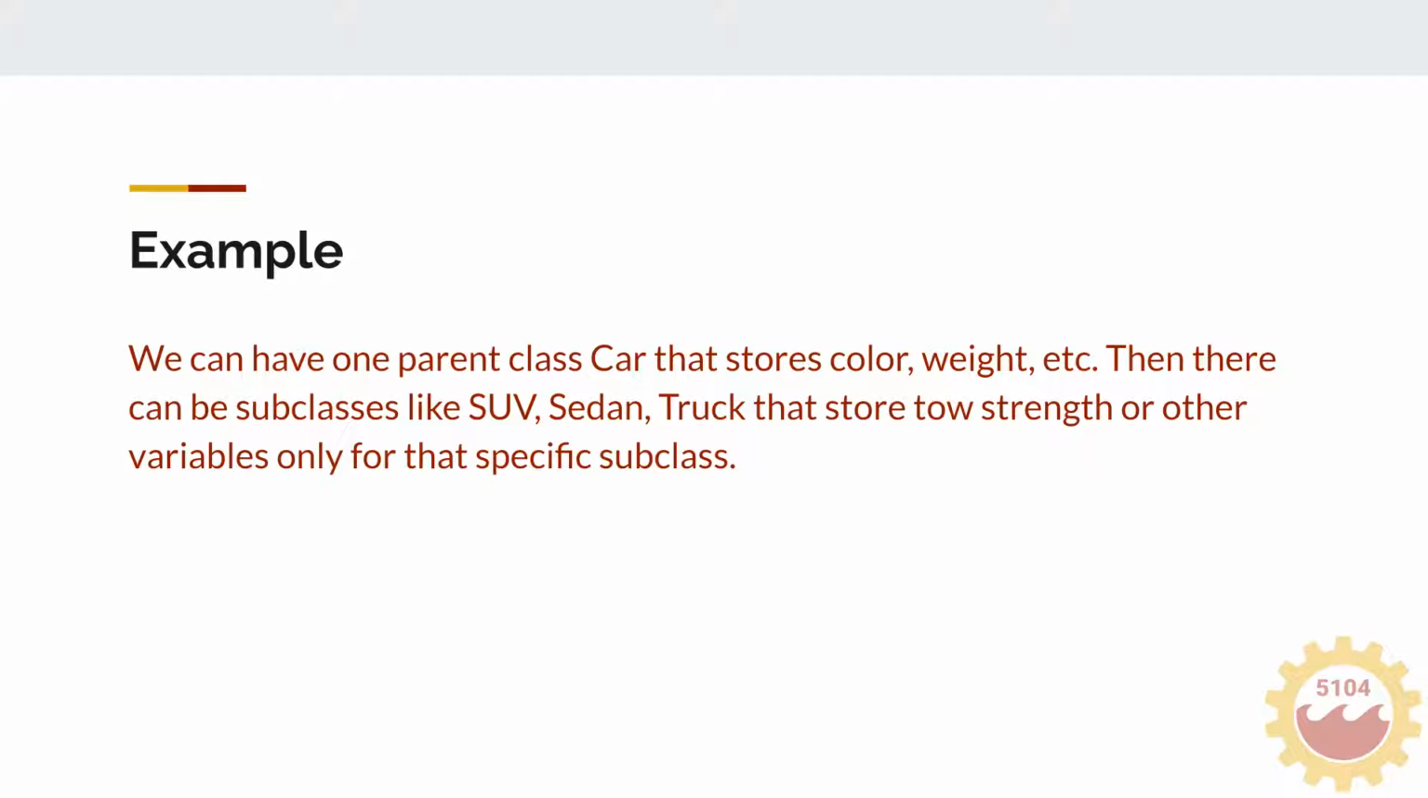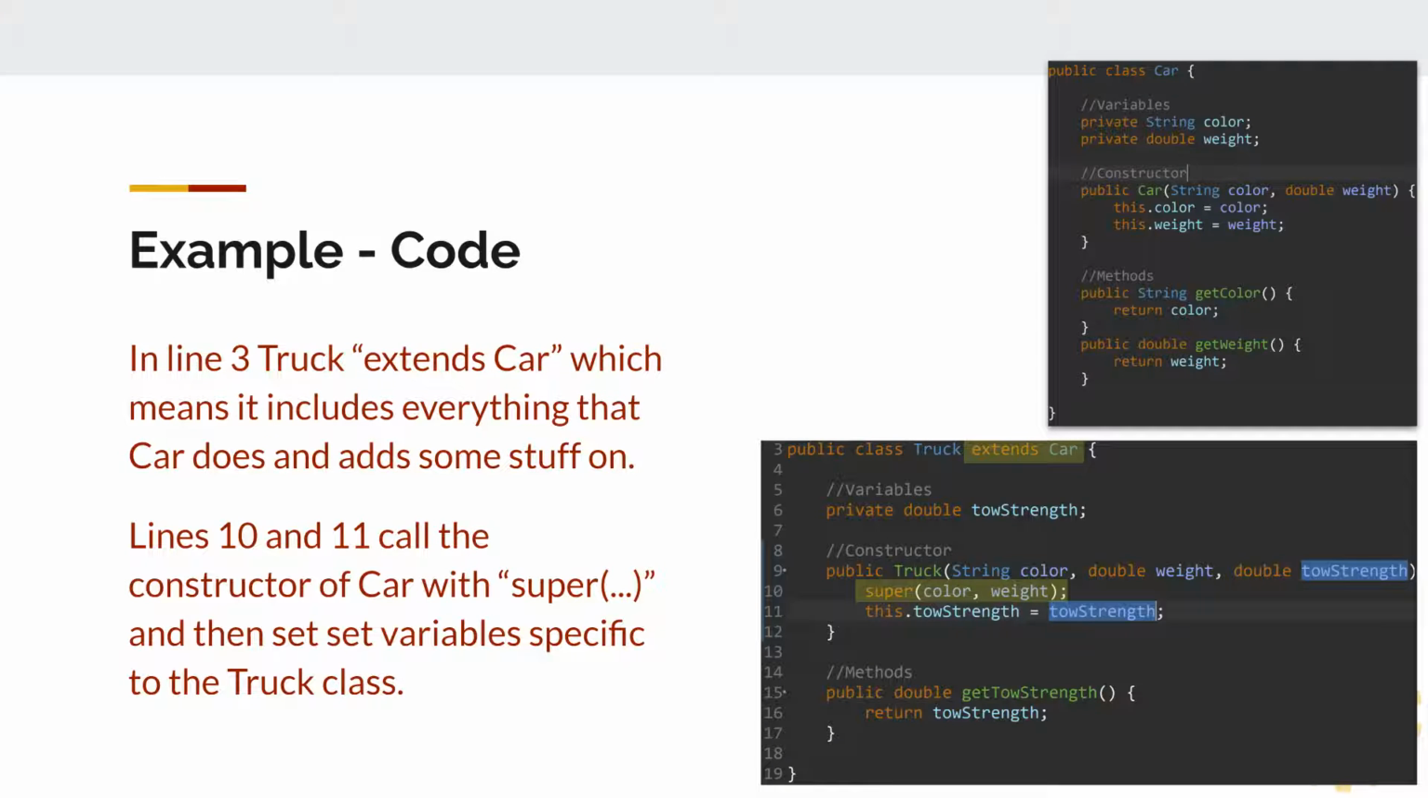So let me give you a good example of that. Let's say we have one parent class called car, and this stores color, weight, etc., any other variables you would need. Then there can be a subclass like SUV, sedan, truck that stores things like tow strength or things that are specific to those. But instead of having to write methods and variables for the color and weight for each SUV, sedan, truck, etc., you write it for car, and then all of the SUV, sedans, trucks inherit that from the car.